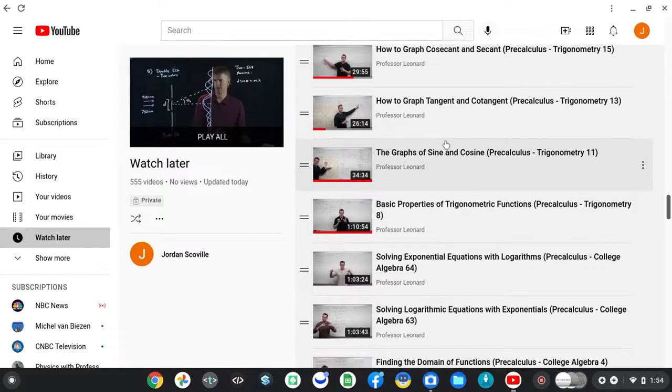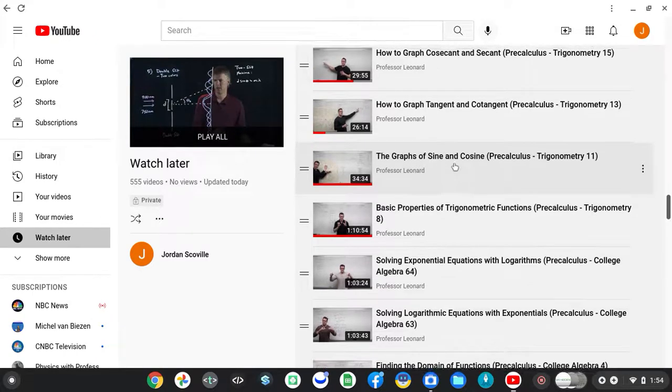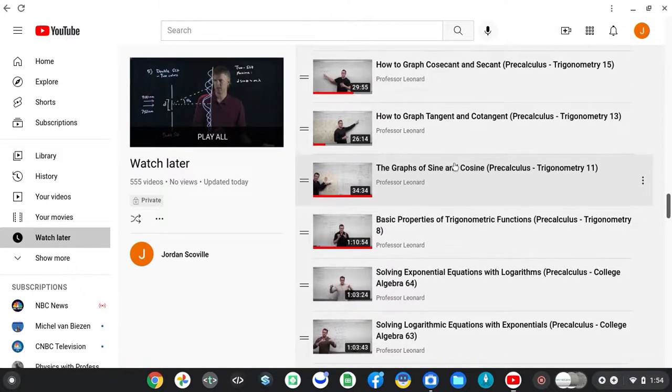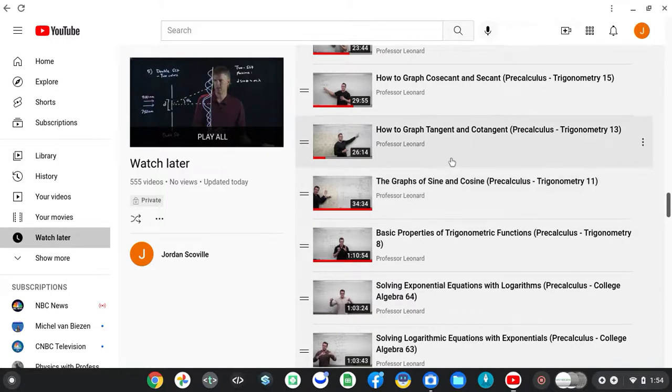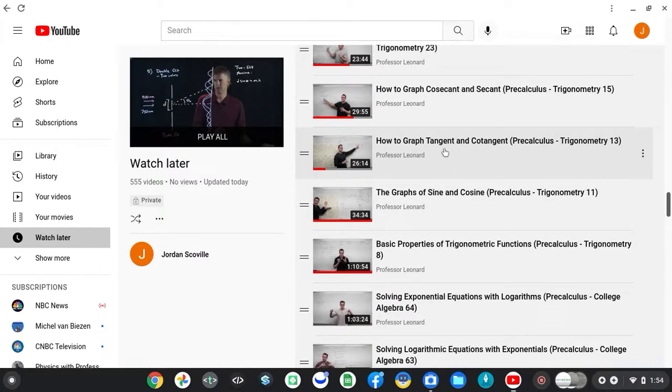Graphing the sine and cosine, I think is pretty much straight down the pipes, isn't it? Okay. How to graph tangents and cotangents. Well, what's a tangent if not the sine and the cosine? Oh, I see what you did there.